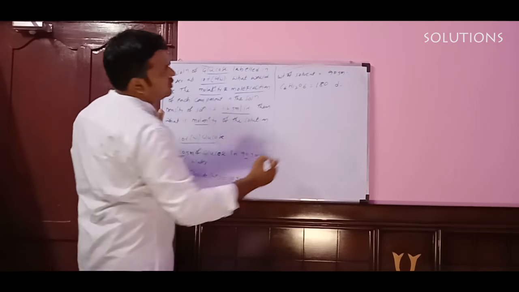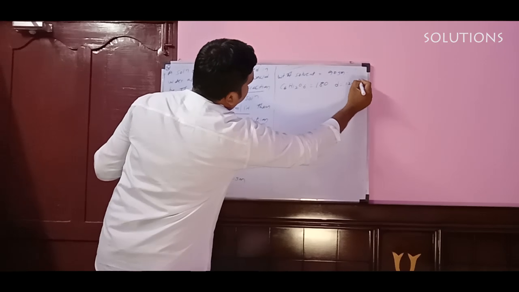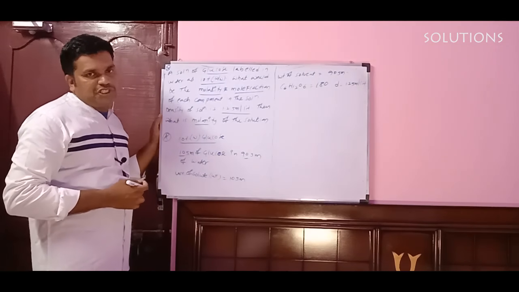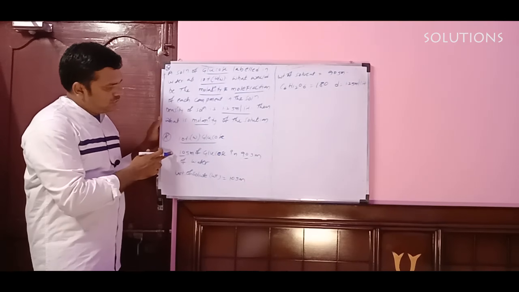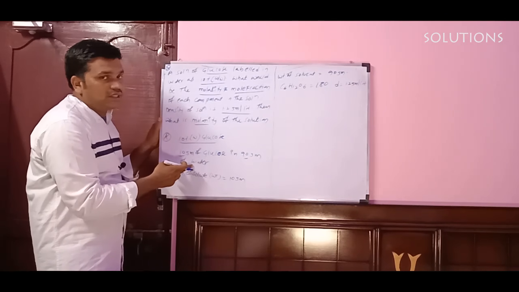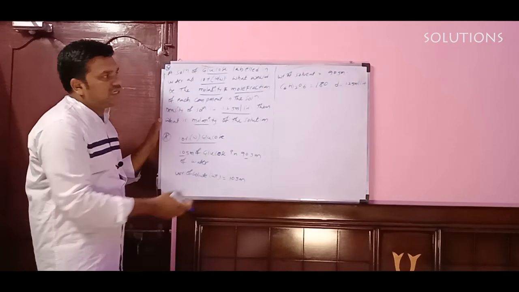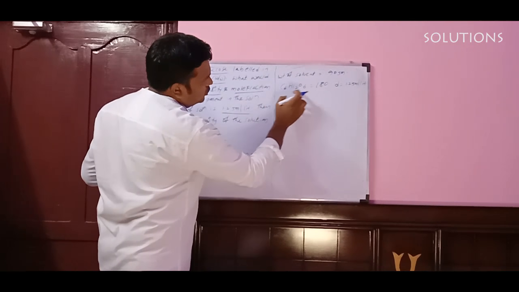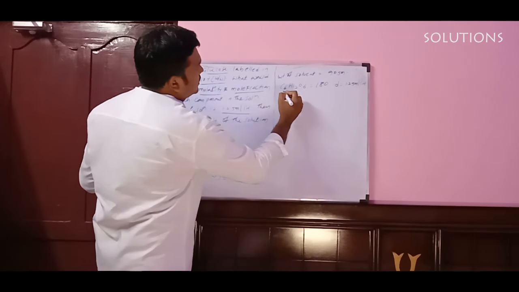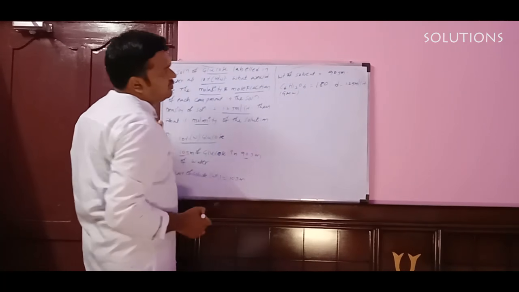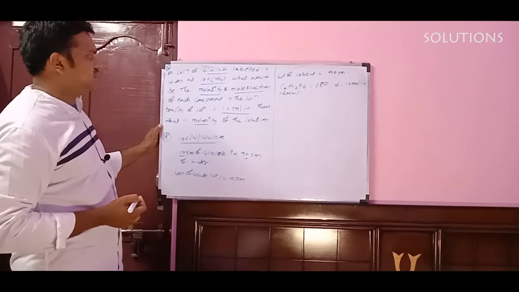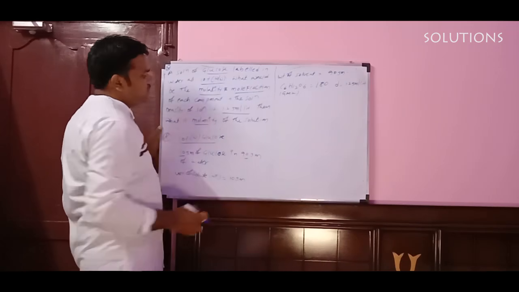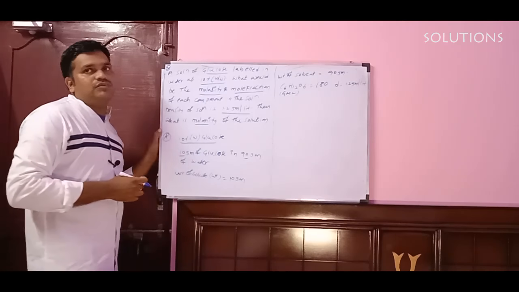The density given here is 1.2 gram per liter. So all the given information I wrote here. 10 grams of glucose in 90 grams of water: solute is 10 grams, solvent is 90 grams, glucose molecular weight is 180 gram molecular weight, and density is 1.2 gram per liter. From this we have to find the molality, the mole fraction, and the molarity also.